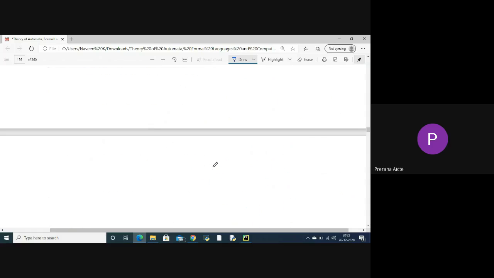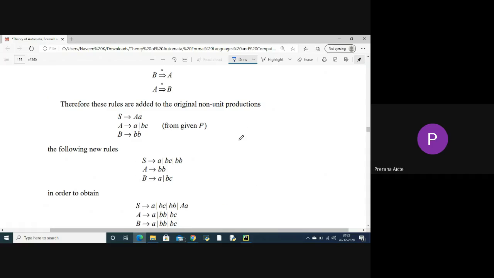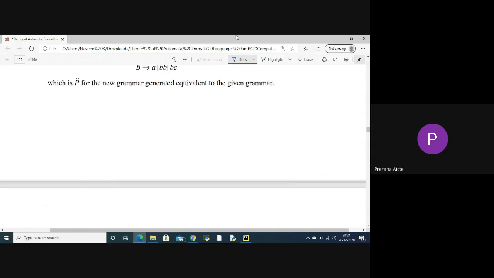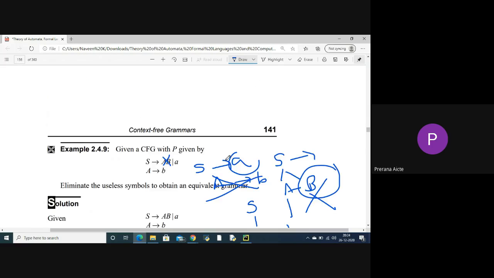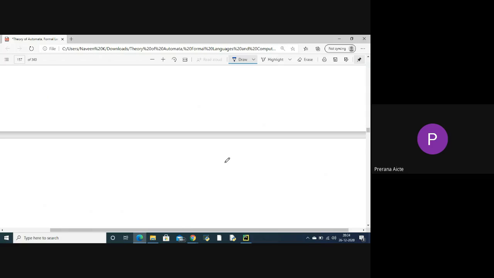The simplification of context-free grammar comes under three parts: the elimination of useless symbols, the elimination of unit productions, and the elimination of epsilon productions also. These three come under the simplification of context-free grammar. If we don't simplify the context-free grammar, then derivations and parse trees consume a lot of time to produce.